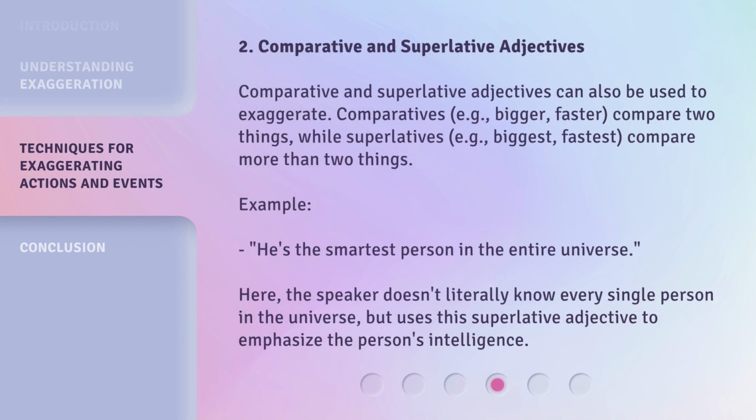2. Comparative and superlative adjectives. Comparative and superlative adjectives can also be used to exaggerate. Comparatives, e.g., bigger, faster, compare two things, while superlatives, e.g., biggest, fastest, compare more than two things. Example: he's the smartest person in the entire universe. Here, the speaker doesn't literally know every single person in the universe, but uses this superlative adjective to emphasize the person's intelligence.